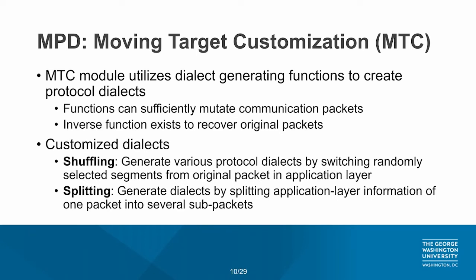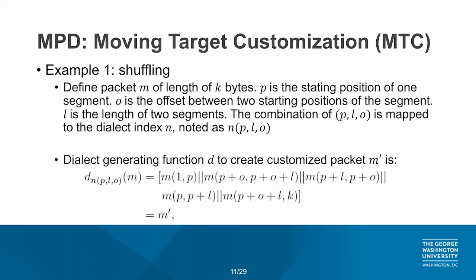The first one is the shuffling function, another one is the splitting function. The shuffling focuses on generating various protocol dialects by switching randomly selected segments from the original packet in the application layer. And the splitting will generate the dialects by splitting the application layer information of one packet into several sub-packets. So here is the first example of shuffling.